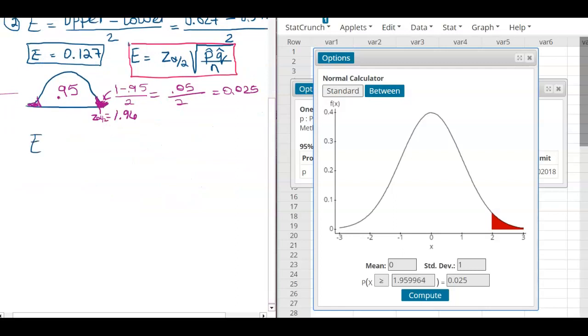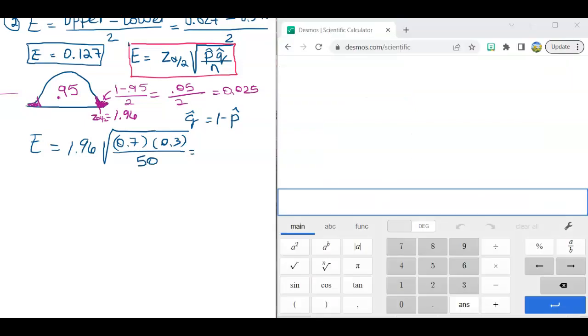And we will calculate now the margin of error E using all the values that we know. Critical value z of alpha over 2 is 1.96, times square root of p hat, which is 0.7, times q hat. q hat is 1 minus p hat. 1 minus 0.7 is 0.3. Over n, which is 50. We can use an online calculator.